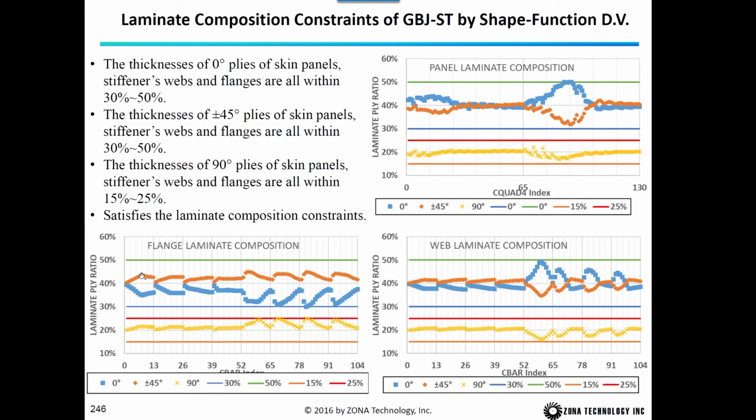And this is the flange, this is the web, and this is 0 degrees, plus or minus 45 degrees, 90 degrees. This is the 0 degrees, plus or minus 45 degrees and 90 degrees. They all satisfy the laminate composition constraint.